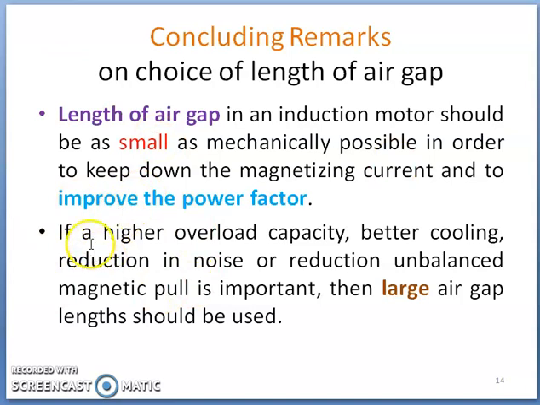Then what happens if large air gap lengths are kept between stator and rotor? If higher overload capacity, better cooling, reduction in noise, or reduction in unbalanced magnetic pull is important, if these factors are considered as prime factor during design, then designer should keep large air gap length. Small air gap length will improve power factor, and large air gap length will give higher overload capacity, better cooling, low noise, as well as less unbalanced magnetic pull in the machine.